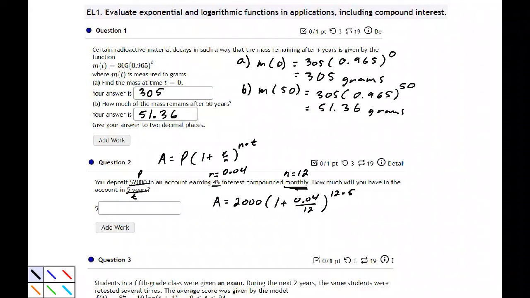Now this amount is what I have written down on my calculator is 2441.993. Because this is money, we're going to round to 2 decimal places. So the answer I put in my box will be $2,441.99.